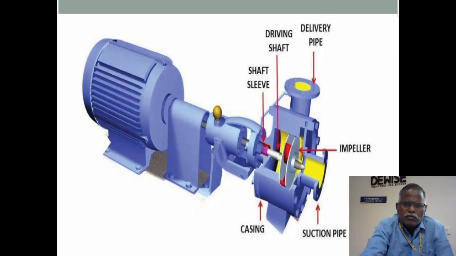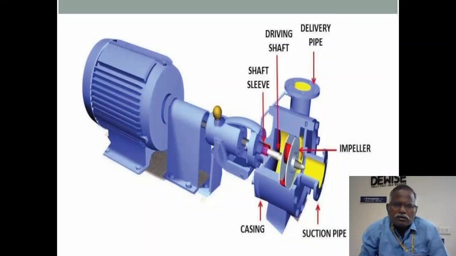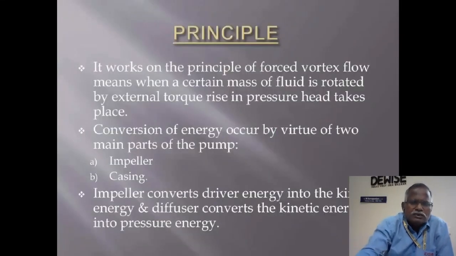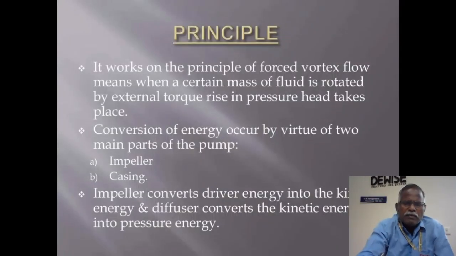The main parts are the impeller, delivery pipe, suction pipe, driving shaft, shaft sleeves, and casing. These are the important parts. The principle behind the centrifugal pump is forced vortex flow, which means the fluid is rotated by an external torque, causing a rise in pressure. The energy conversion is done by two main parts of the pump: one is the impeller, another is the casing.